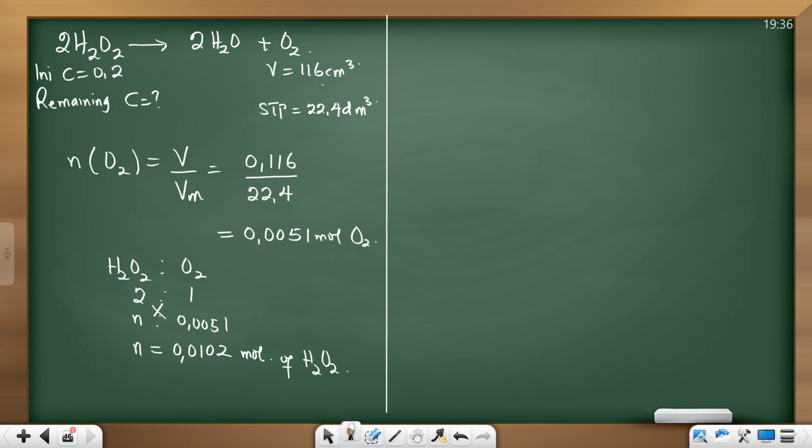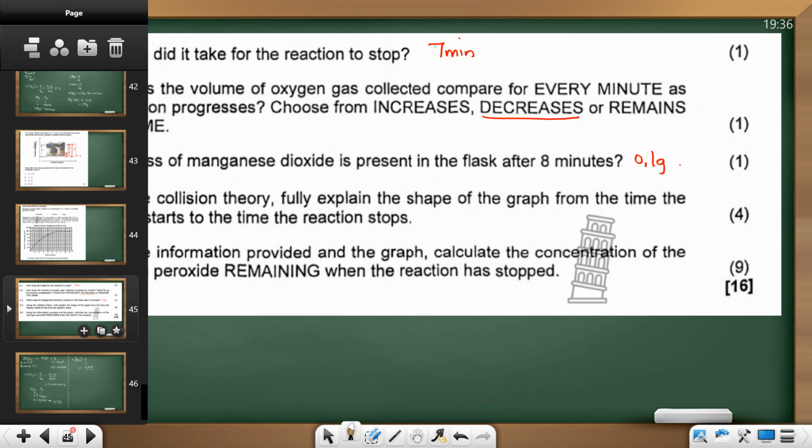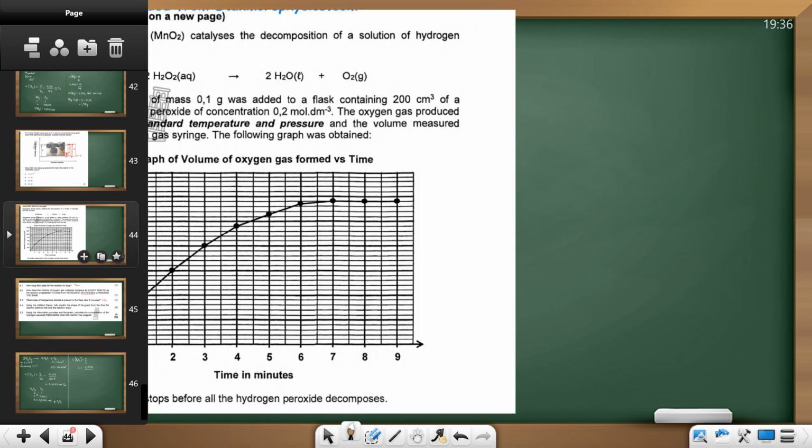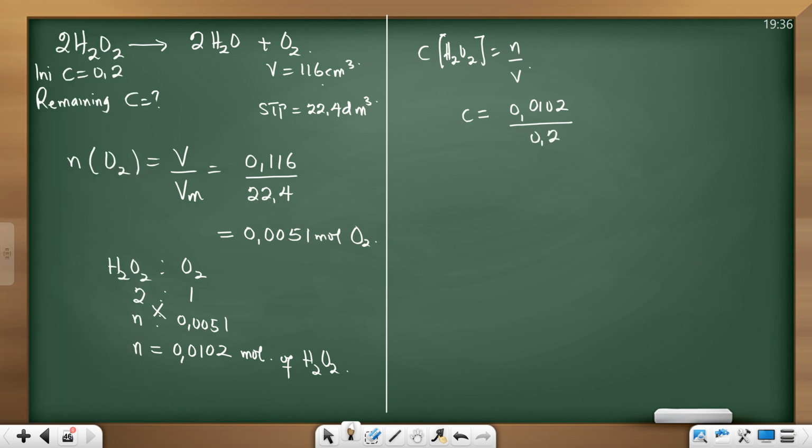Let me write this very well. Concentration of what? H2O2, right? Is number of moles over volume. What's my number of moles? 0.0102. What is the volume? They give us a volume. I don't remember. 200 cm cube. But remember, in this case, I have been converting to what? dm cube. Divide by what? 1,000. Please give me an answer.